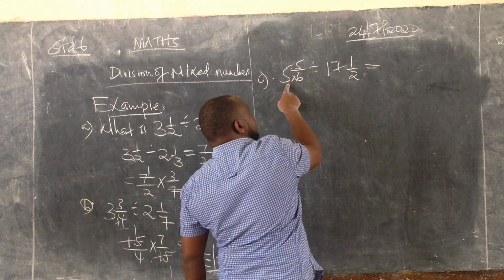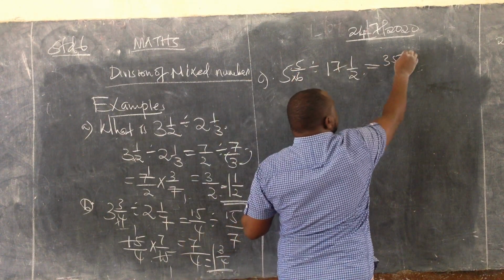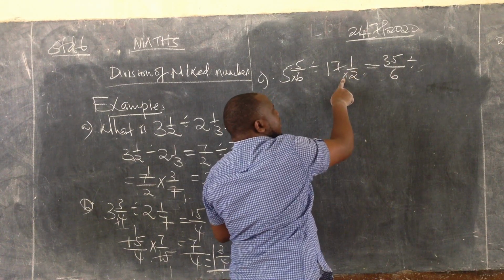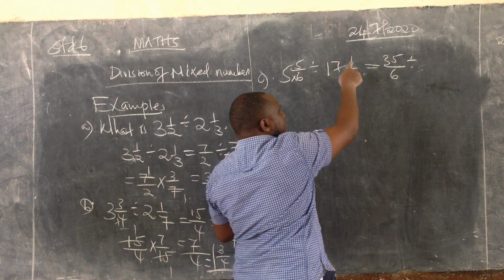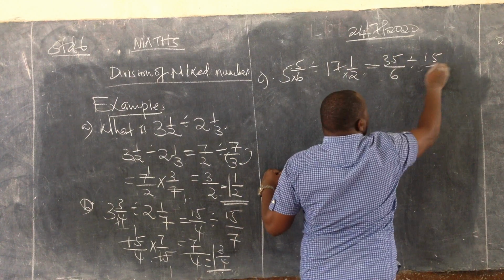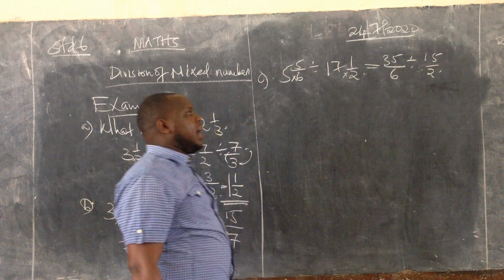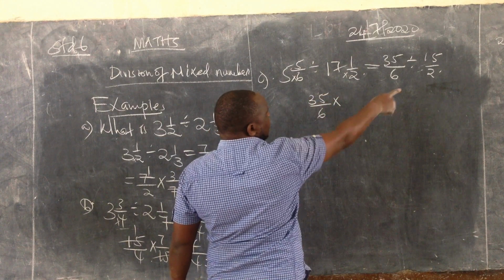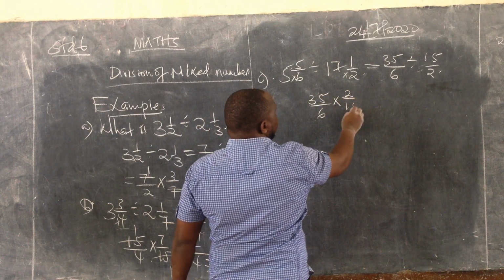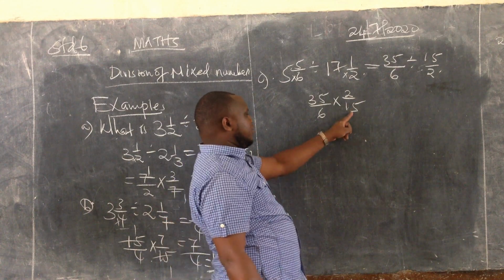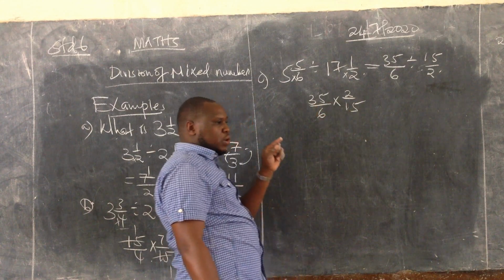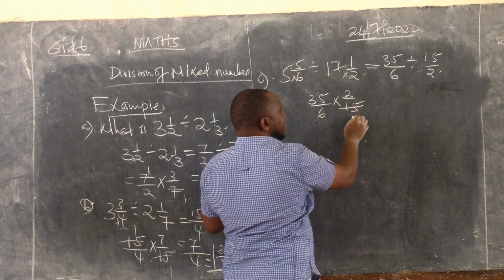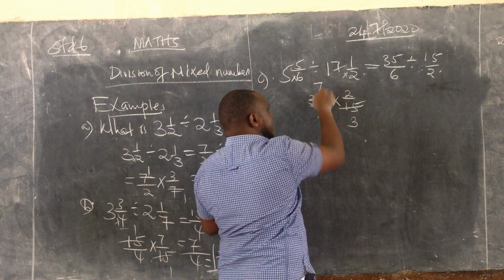This is going to be 6 times 5 is 30 plus 5, 35 over 6, divided by 2 times 17 is 34, then 34 plus 1 is 35, 35 over 2. So from there, we are going to have 35 over 6 times the reciprocal of this, which is 2 over 35. So you realize that 35 is a common divisor because 5 can divide both numbers. So divide by 5, you get 3, divide by 5, you get 7.